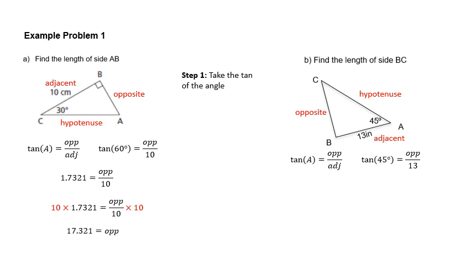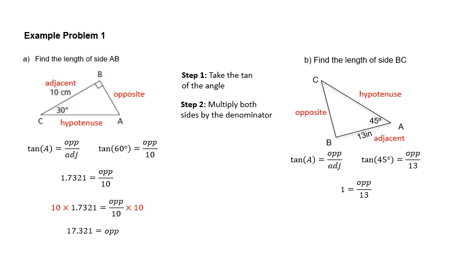So we're going to follow the same two steps. First we take the tan of the angle. So in your calculator, you put tan of 45 or 45 and then tan. Either way, you should get 1. The tan of 45 is 1. And you still have equals the opposite side over 13.